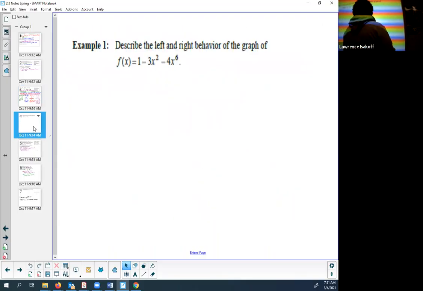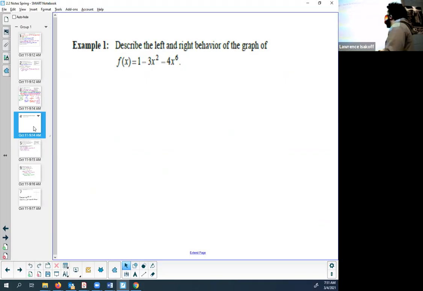So describe the left and right behavior of this graph. I'm going to do it both formally, mathematically, and in layman's terms. You know, if it's just making more sense for you to say left side does this, right side does that, I'm fine with that answer. If you're figuring out how to state it mathematically, great, good for you. I'll take that answer as well.